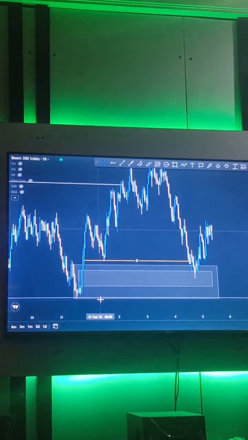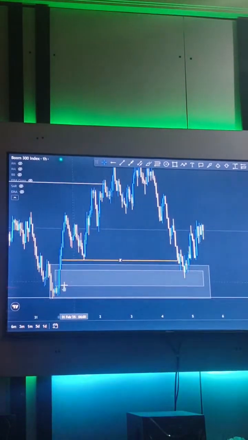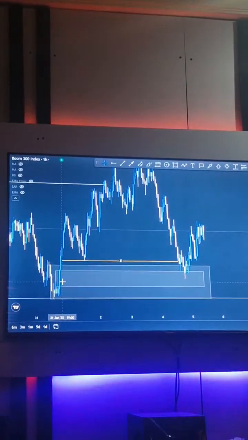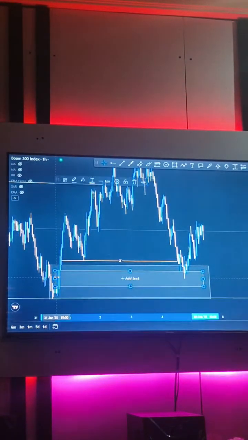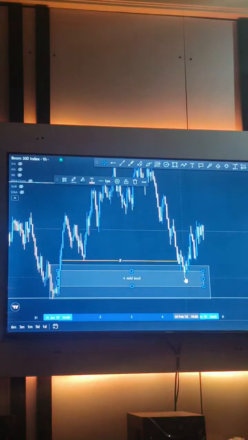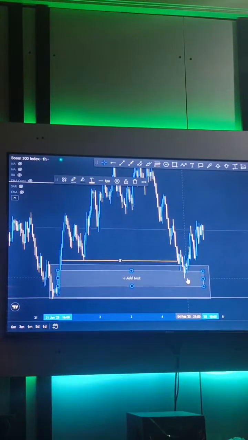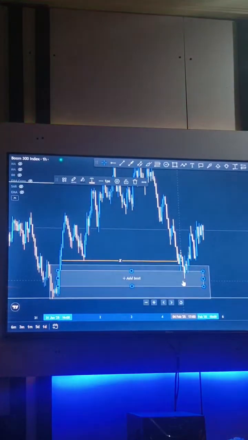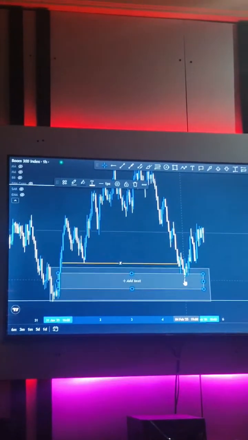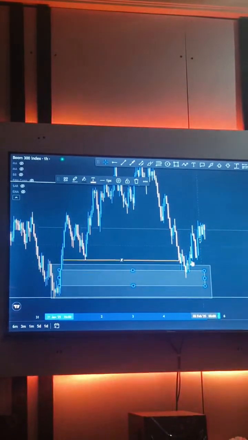Now let me give you guys a tip. If the market respects the 50% level of a zone, then it's very, very good. You can see that this is the fair value gap, and you can see the market respected it from the 50% level, from the center of the fair value gap. Market respected it, which means it's a very, very good one.